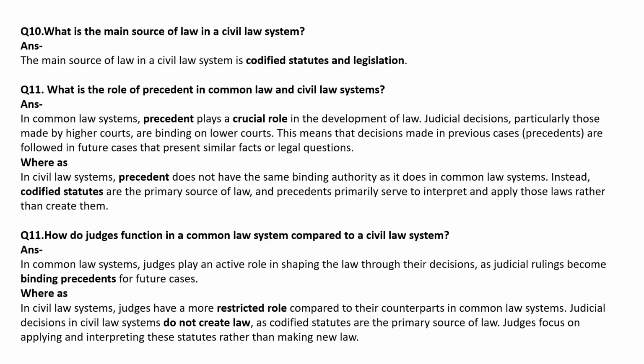What is the main source of law in a civil law system? The main source of law in a civil law system is codified statutes and legislation. What is the role of precedent in common law and civil law systems? In common law system, precedent plays a crucial role in developing law. Judicial decisions, particularly those made by higher courts, are binding on lower courts. This means that decisions made in previous cases are followed in future cases that present similar facts or legal questions.